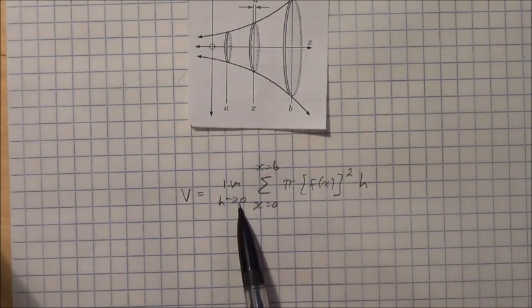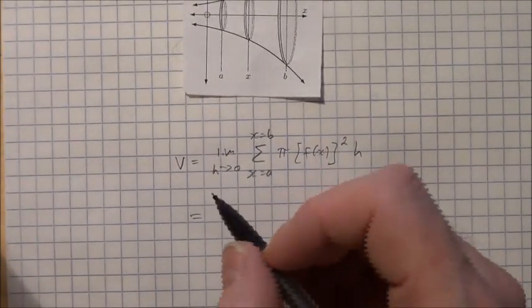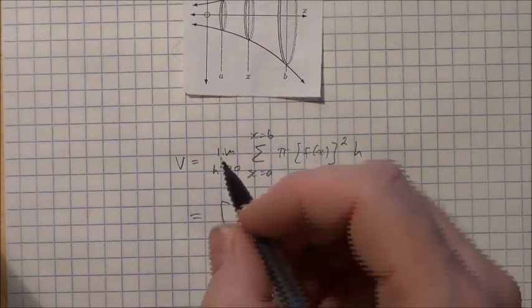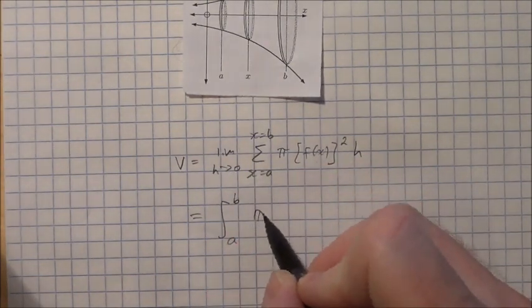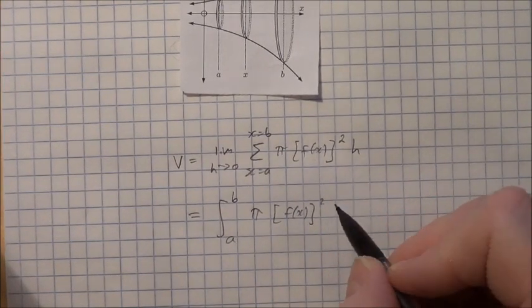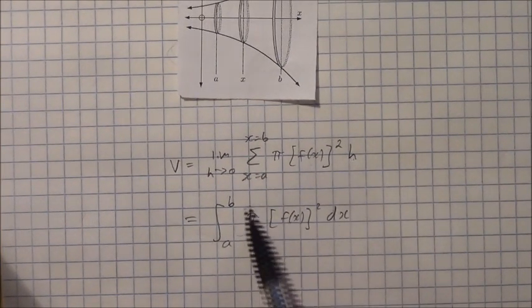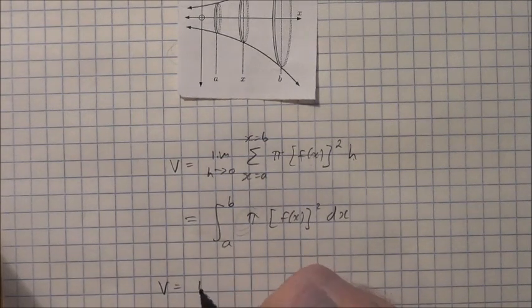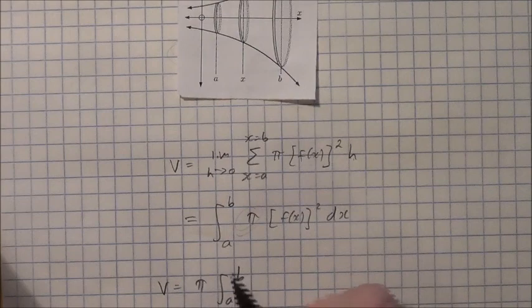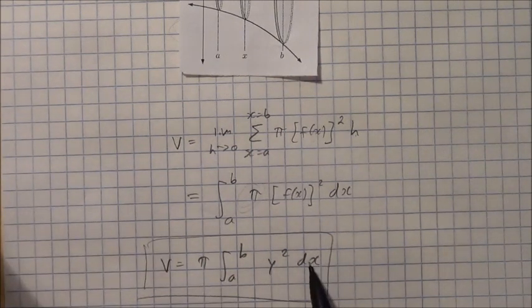Well, as h approaches 0, we can extend this idea to integrals and say that it's then the integral from a to b of pi f of x squared dx, because h is becoming closer and closer to 0. And because pi is a constant, we can kick that up front, so the volume is pi times the integral from a to b of y squared dx. Okay, so this now is the formula that we can use to calculate the volume of rotation.